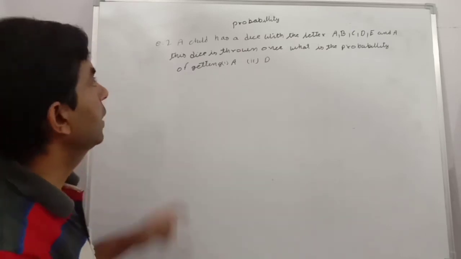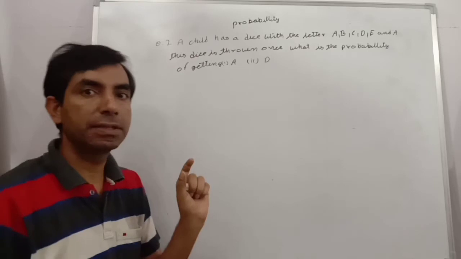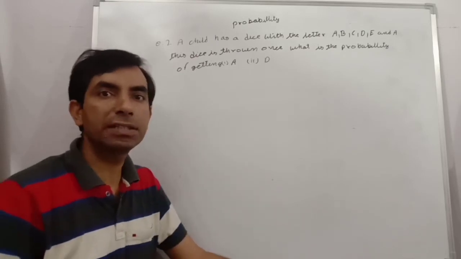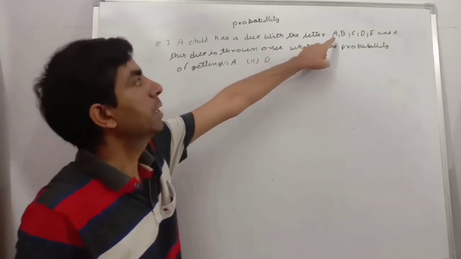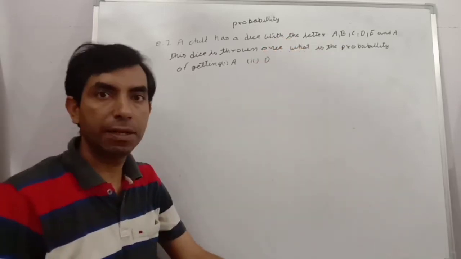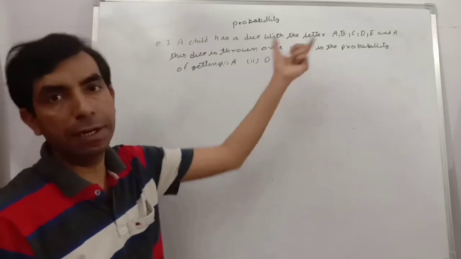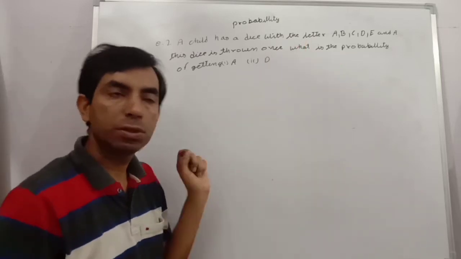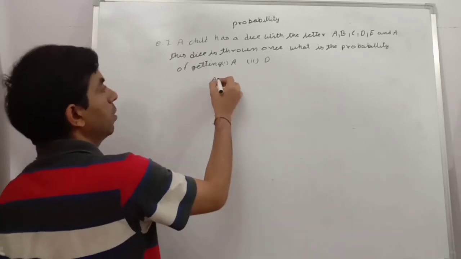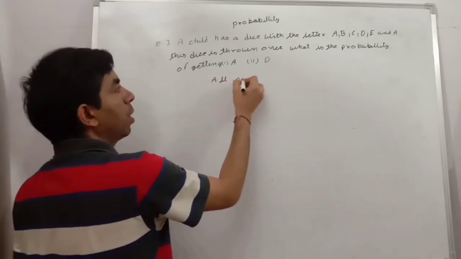Here we are given that a child has a dice. We already know a dice has only 6 possible outcomes. Here the 6 possible outcomes are A, B, C, D, E, and then A again repeats. So all possible outcomes here are also 6. So we write it: all possible outcomes.